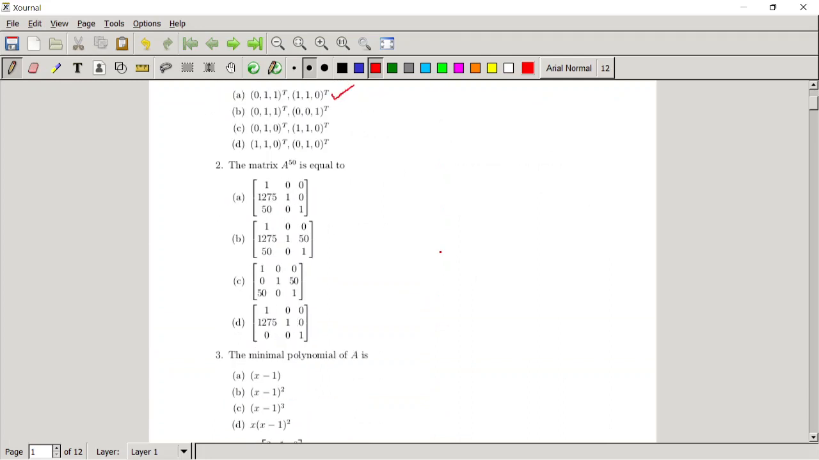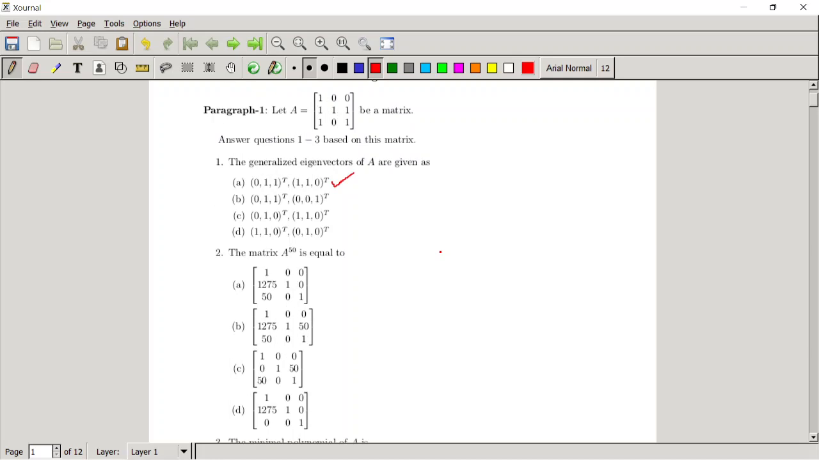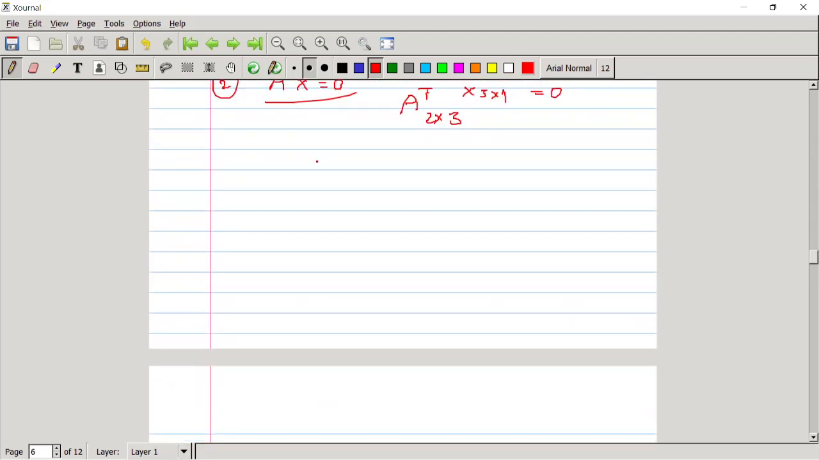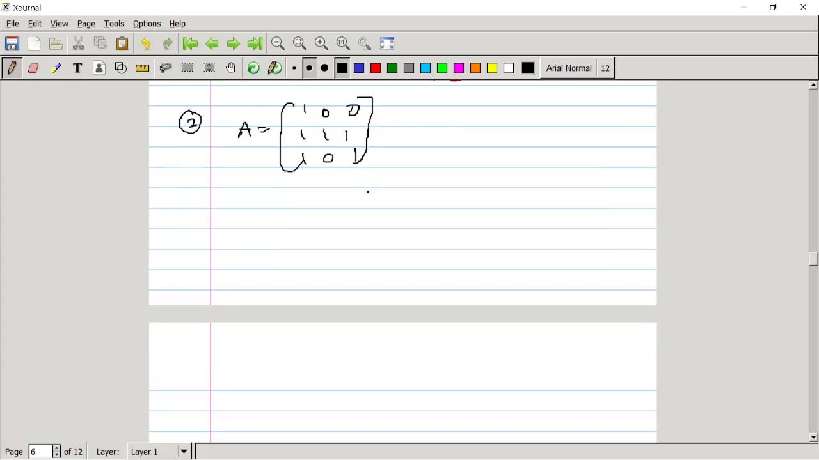So the second problem here is the matrix A power 50 for the given matrix A. Actually, we don't calculate A square up to A power 50. We will just calculate A square and A cube. Then from that we will get what is A power 50. So given A is equal to 1 0 0, 1 1 1, 1 0 1. From this, calculate A square, A cube, and if possible A power 4 also. From that you can get the value of A power n.